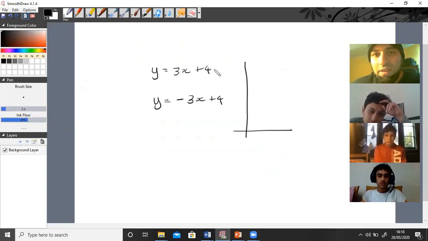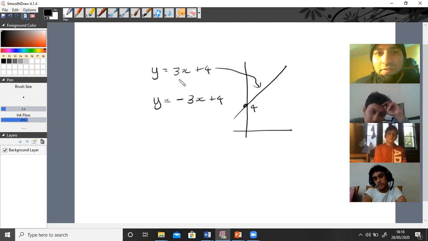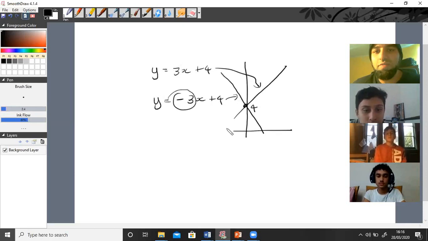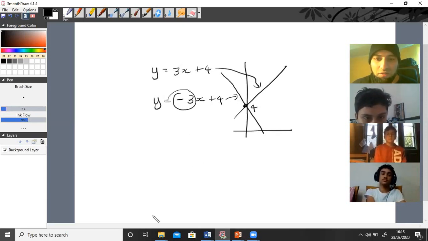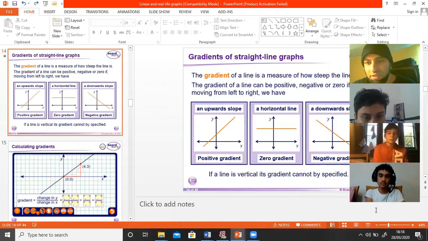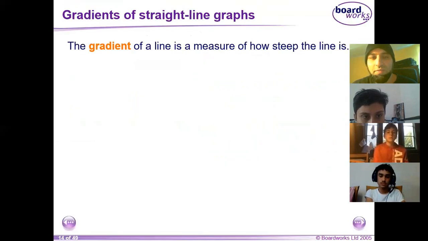If you look at this line here, 3x plus 4, it'll be something that goes up, and it'll cross at y equals 4, because the gradient here is positive. If you look at y equals minus 3x plus 4, it's going to go down. And it's going to pass through 4 as well, but because the gradient's minus, it's going to be this line over here. Clear, guys? Excellent. This is the most important stuff to know about in graphs: negative gradient, positive gradient, how it works.